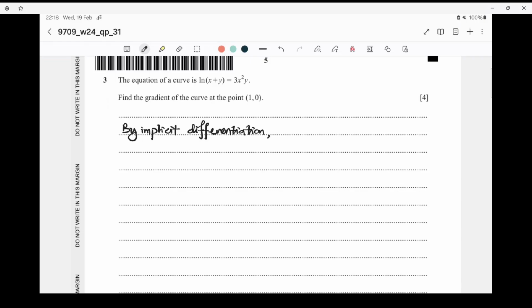So ln(x plus y), when you differentiate with respect to x, you get 1 over x plus y. And then you differentiate with respect to y, you get 1 over x plus y again. This time, because you are differentiating with respect to y, you have a dy dx term. 3x squared y, when you differentiate with respect to x, you get 6xy. When you differentiate with respect to y, you have 3x squared dy over dx.